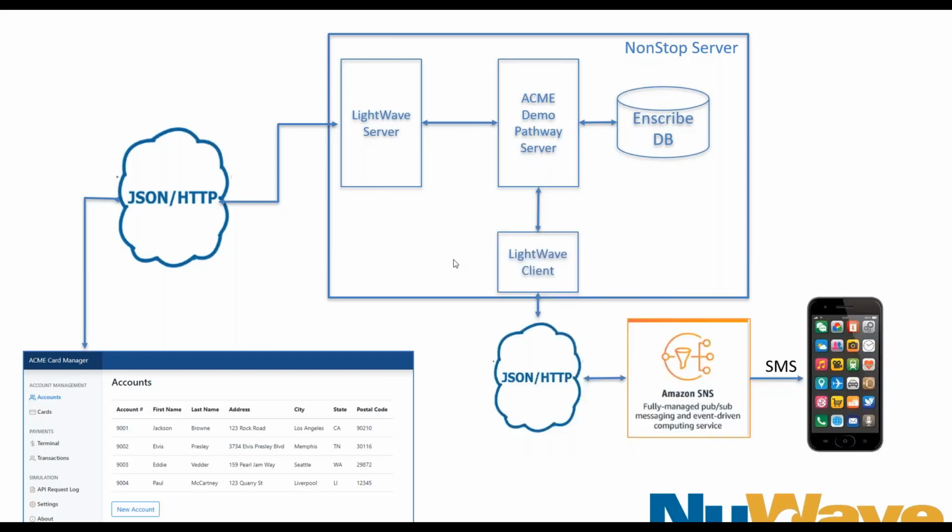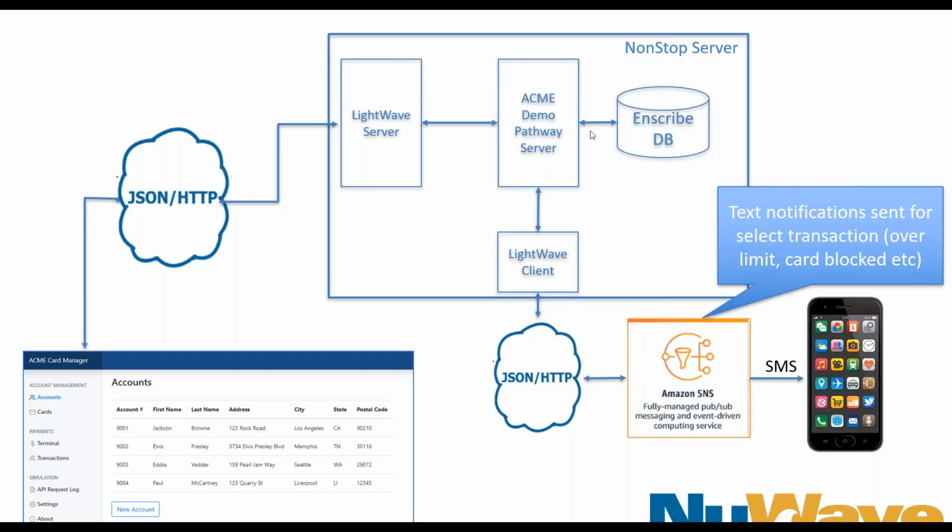But we went a little further than that, and we added LightWave Client into this demo as well. This is so that we can show one of many different things you could do with a payment application when you add LightWave Client into the mix. In this case, we're using Amazon SNS, Simple Notification Service, REST services, to send SMS messages. But Amazon SNS does a lot of different notifications. This is one of the more simple options, but it works very well in a payment environment.